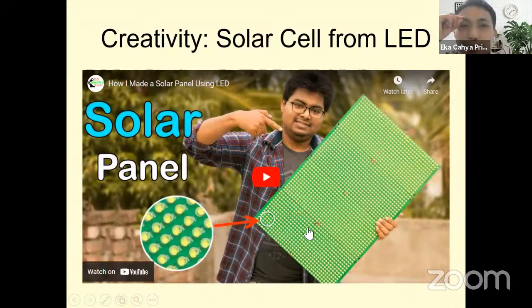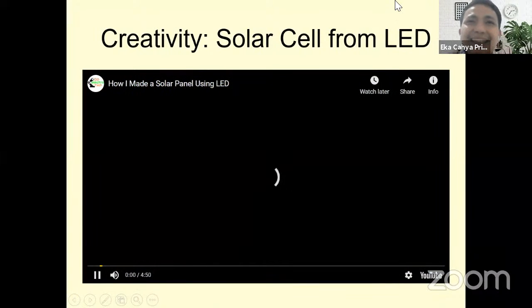As we know, LED is composed of semiconductor, right? So the people here, he made solar cell from LED, real LED. So it's creative.